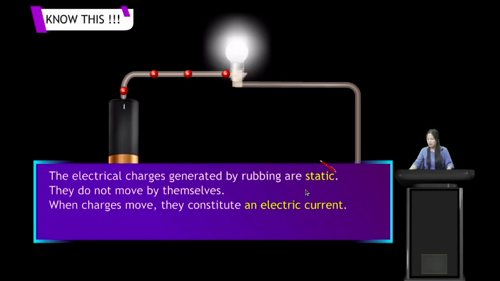So remember students, the electric current in a circuit represents motion of charges. When we see the electric current flowing in the circuit, remember that it is the motion of charges. The charges are flowing in, and that is why we are getting the light. So the electric current in a circuit represents motion of charges.